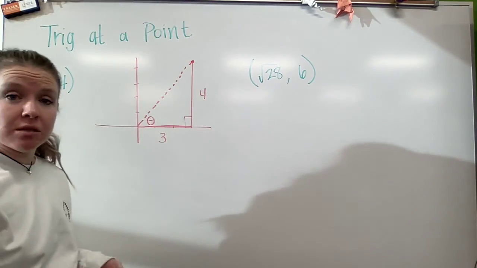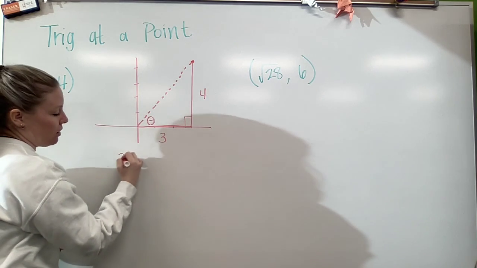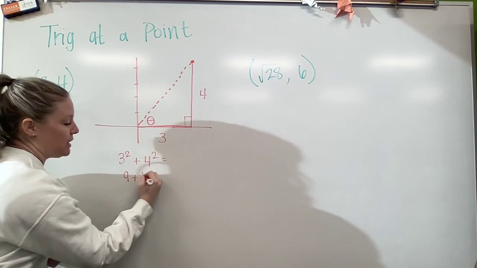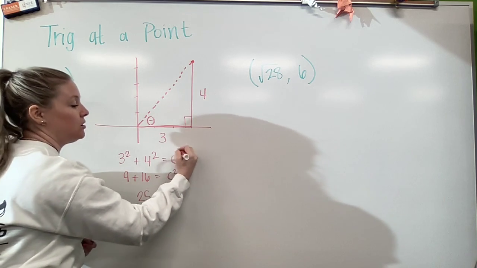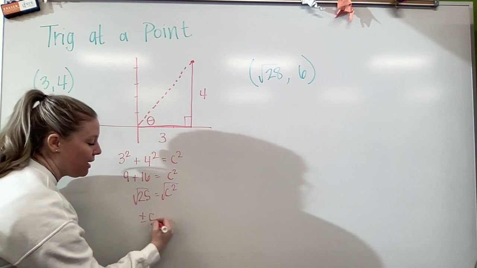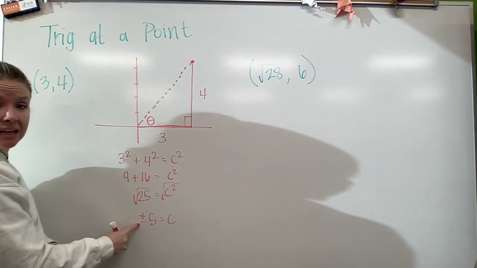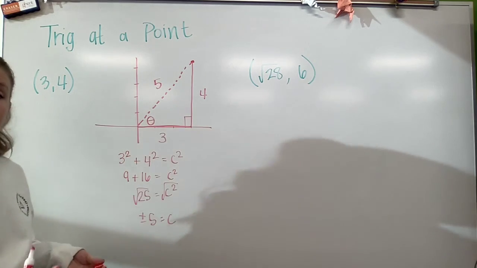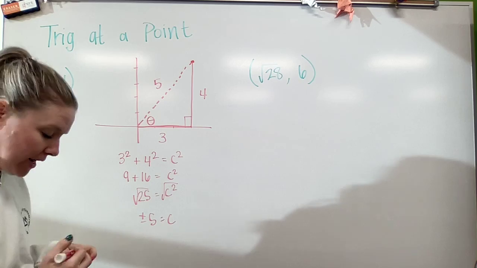And like I said, we're going to be using the Pythagorean theorem. I need to know my hypotenuse. So to figure that out, I have 3 squared plus 4 squared. So that's 9 plus 16, which is 25. And that is equal to c squared. I square root that, and we get plus or minus 5. But since we're talking about distance here, we're going to go ahead and ignore the negative, and we know our hypotenuse is 5. From here, I can easily set up my sine, cosine, and tangent, right?